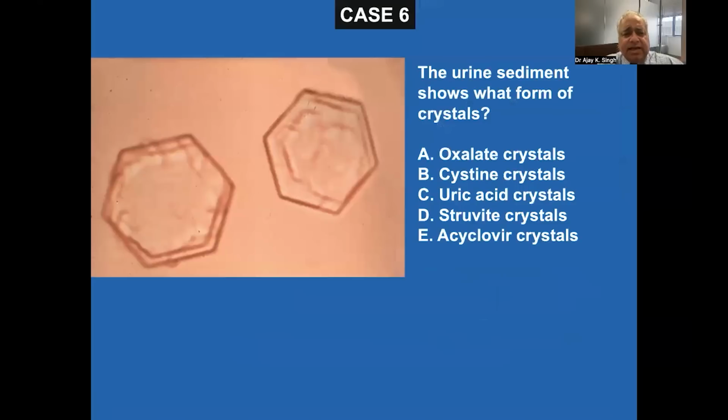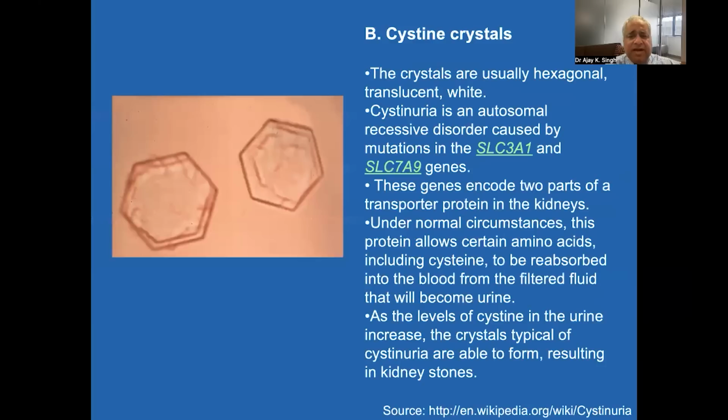The next case is case 6, and what you see here on the left is crystals in the urine, and the question is, the urine sediment shows what form of crystals? A, oxalate crystals, B, cysteine crystals, C, uric acid crystals, D, struvite crystals, or E, acyclovir crystals. And the correct answer is B, cysteine crystals.